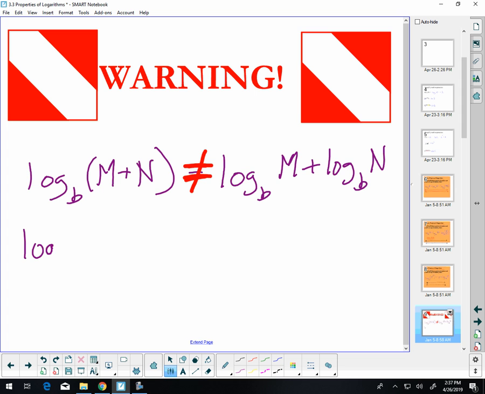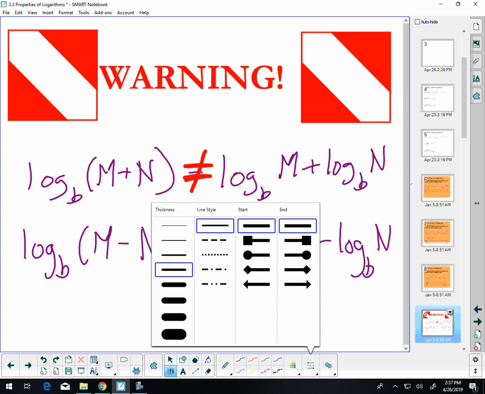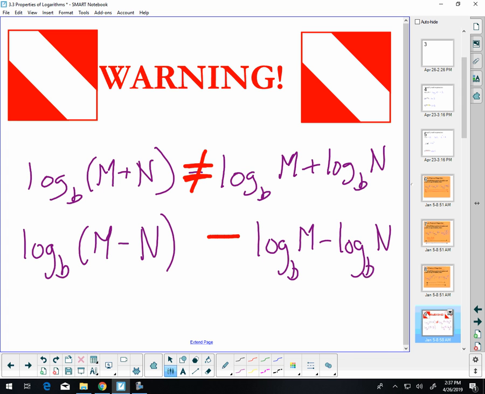Similarly, a logarithm where I've got a subtraction in my inputs. It's very tempting to split that into two separate logarithms and subtract between the two. But that is a no-no as well. All right, so be careful with those temptations there.